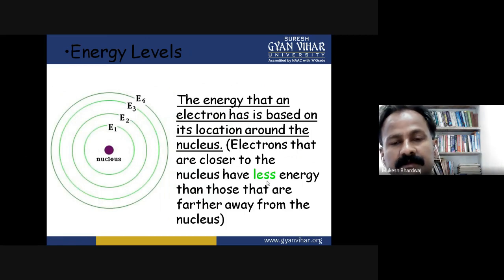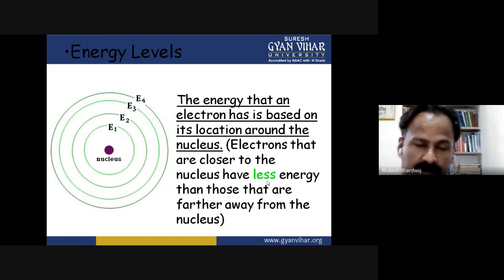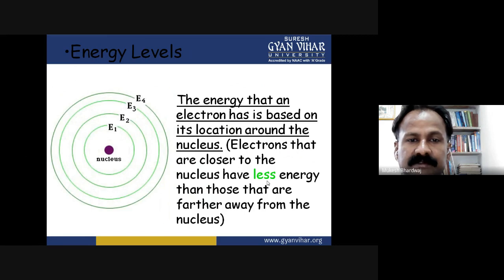Energy levels. Bohr gives the atomic structure. He proposed that the protons and neutrons are concentrated at the center, known as the nucleus, where the electrons move around the nucleus in orbits of different energy levels, E1, E2, E3, E4. The energy of an electron is based on its location around the nucleus. Electrons that are closer to the nucleus have less energy than those that are further away from the nucleus.